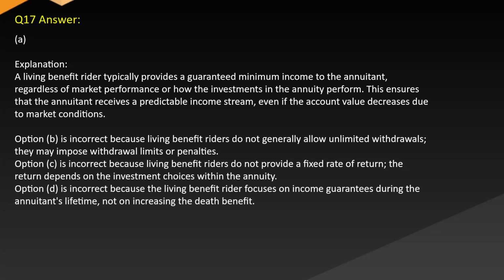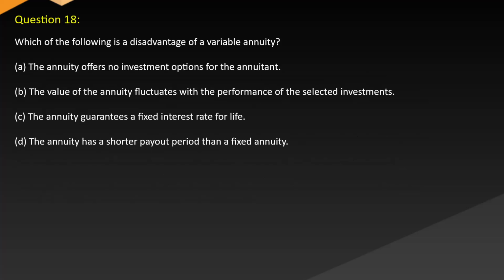Option B is incorrect because living benefit riders do not generally allow unlimited withdrawals. They may impose withdrawal limits or penalties. Option C is incorrect because living benefit riders do not provide a fixed rate of return, and the return depends on the investment choices within the annuity. Option D is incorrect because the living benefit rider focuses on income guarantees during the annuitant's lifetime, not on increasing the death benefit.